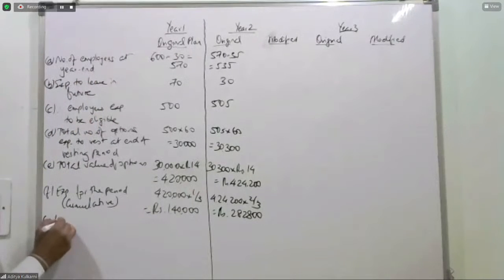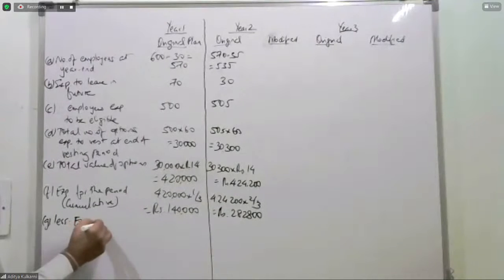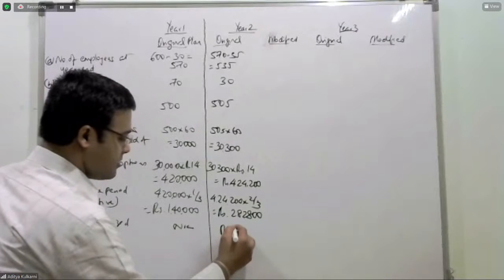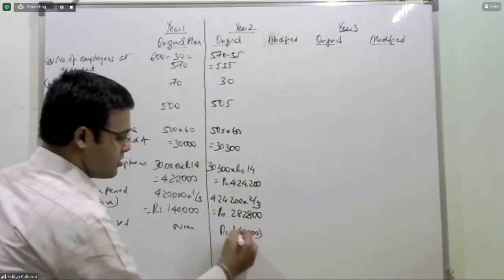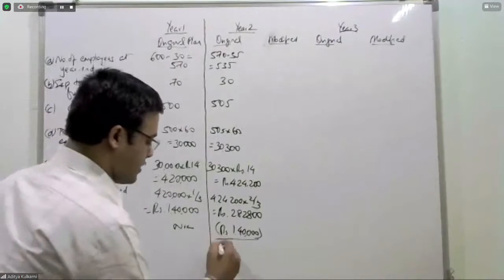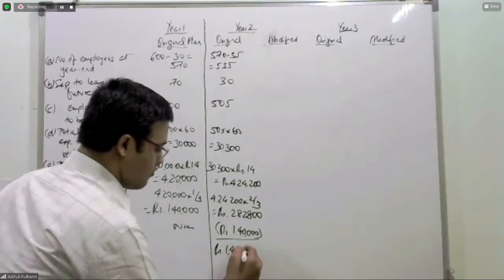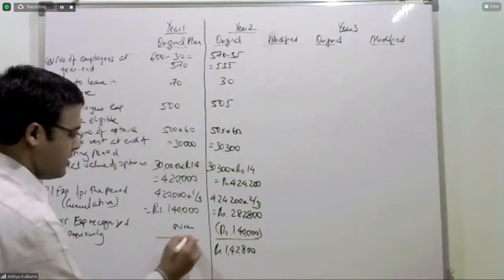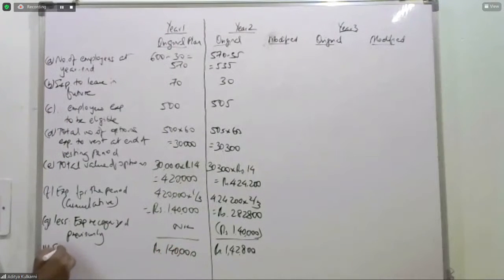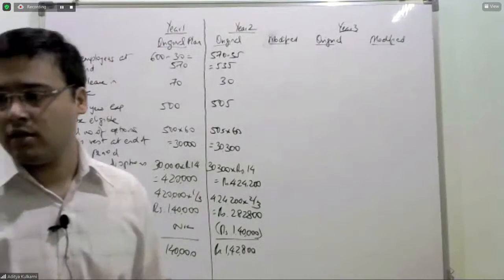So less expenses recognized previously. This was 0 the first year. Here it is rupees 1,40,000. So when you subtract this, the expense for the period will be 1,42,800. Here also it will be 1,40,000. This is the expense for the period.